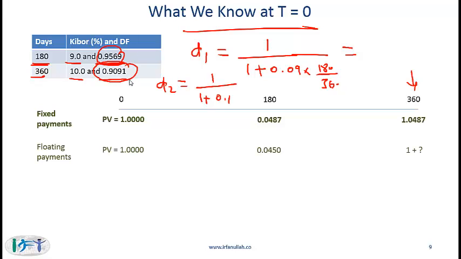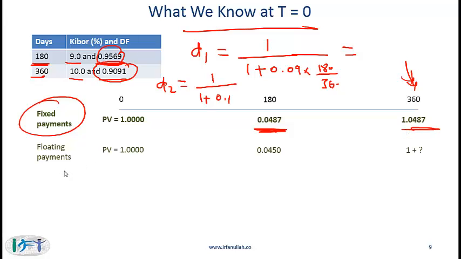0.9091. And what are we showing here? With fixed payments, we've calculated that every 6 months the payment will be 0.0487. So for a $1 notional principal, where your swap ends at the end of 1 year, the fixed payments will be 0.0487 and then 0.0487 plus 1.